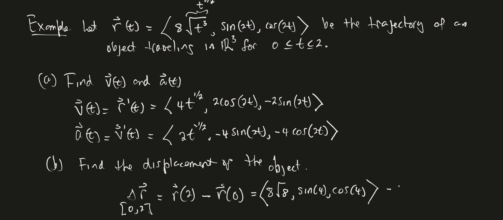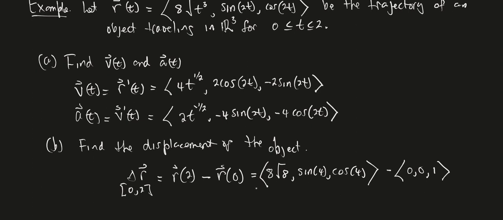Well, when I plug 0 in, the first component will be 0, the second component will be 0, but the third component will be 1, right? So what this means is, remember, this is the initial position, right? So this means that the object started its motion at the point 0, 0, 1. So basically 1 unit in the positive direction on the z-axis. That's where the object started moving from, and then this is the point at which the motion ended, right?